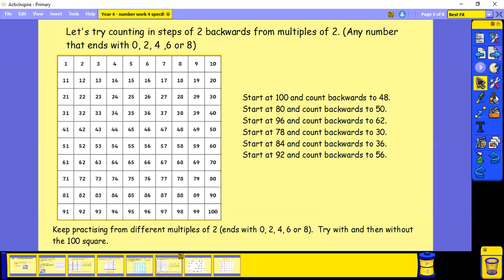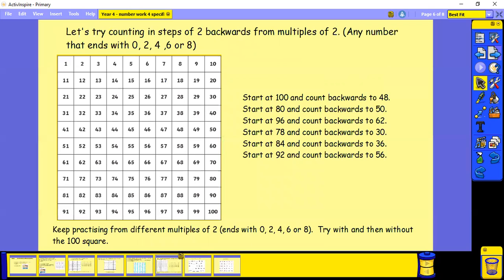Let's try counting in steps of 2 backwards from multiples of 2. Remember, a multiple of 2, any number that ends with 0, 2, 4, 6 or 8. Start at 100 and count backwards to 48. Start at 80 and count backwards to 50. Start at 96 and count backwards to 62.